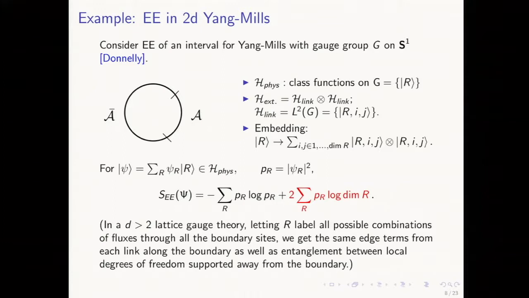So a quick comment is that this was a two-dimensional example. If you wanted to go to a lattice gauge theory in higher than two dimensions, then you let this R label all the possible superselection sectors through the boundary states instead of just the representations, and you'll find the same types of edge terms from every link along the boundary of the lattice.